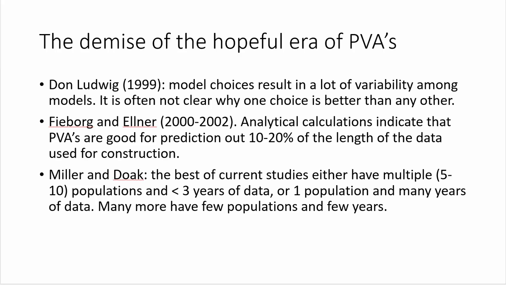And Miller and Doak did some assembling of data, and they suggested that even the best of studies have either multiple populations and not very long time spans, or few populations and many years of data, but hardly any have many populations and many years of data, the kind of thing that you might really want to have robust prediction.